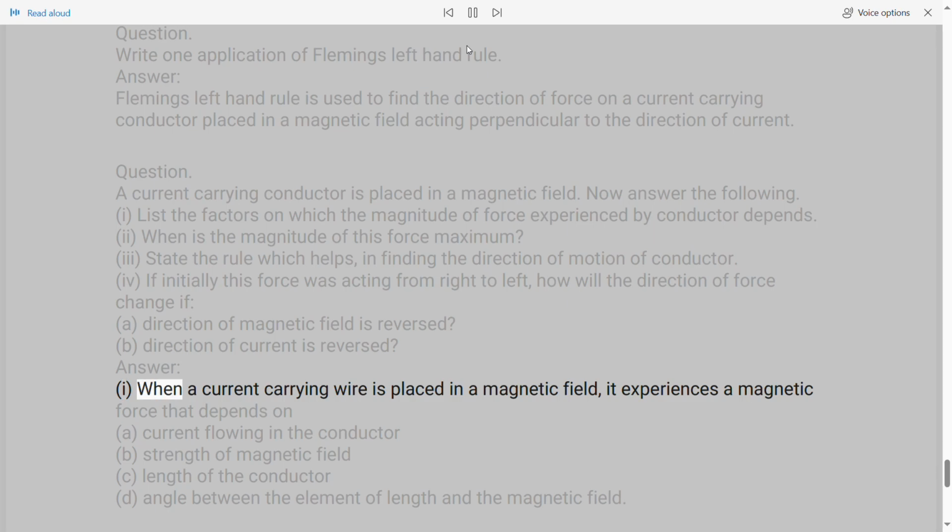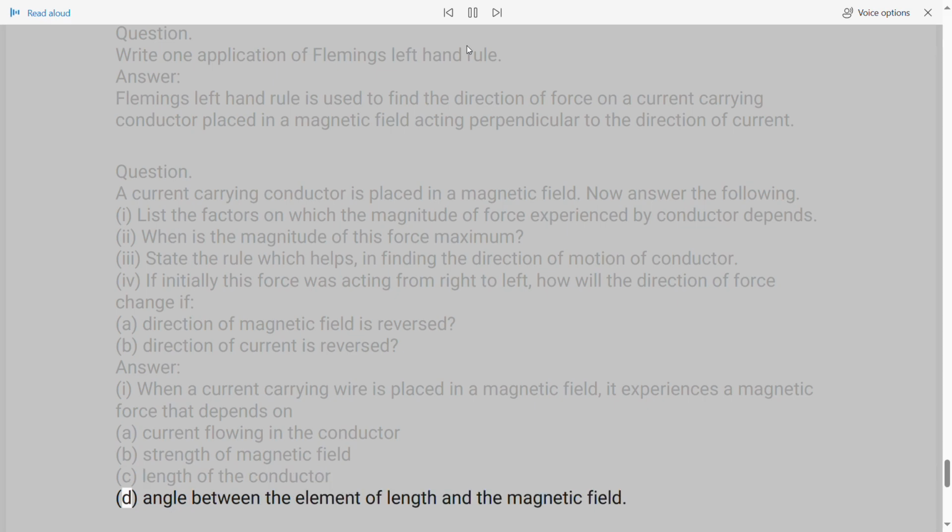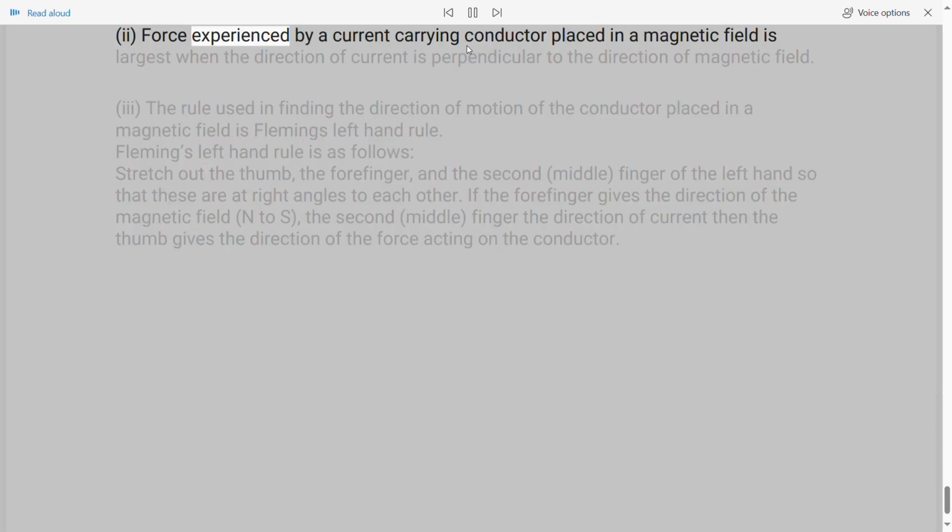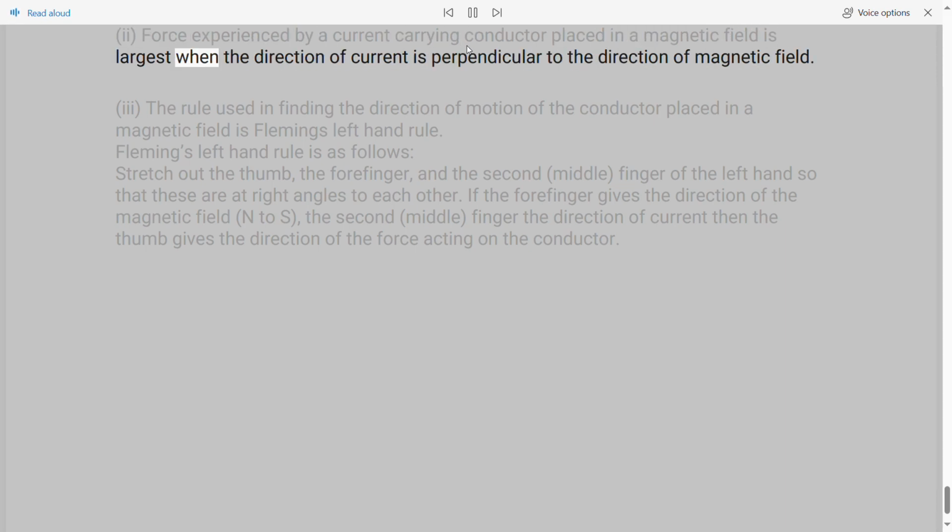Answer. One, when a current-carrying wire is placed in a magnetic field, it experiences a magnetic force that depends on A, the current flowing in the conductor, B, the strength of the magnetic field, C, the length of the conductor, D, the angle between the element of length and the magnetic field. Two, the force experienced by a current-carrying conductor placed in a magnetic field is largest when the direction of current is perpendicular to the direction of the magnetic field.